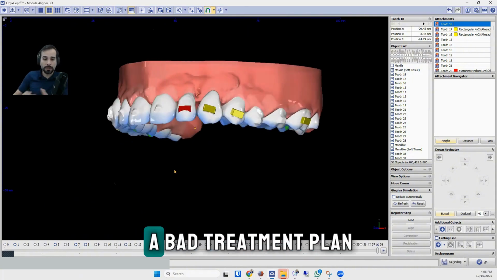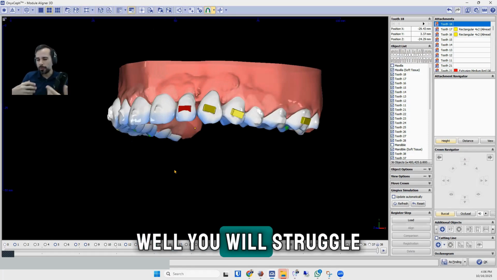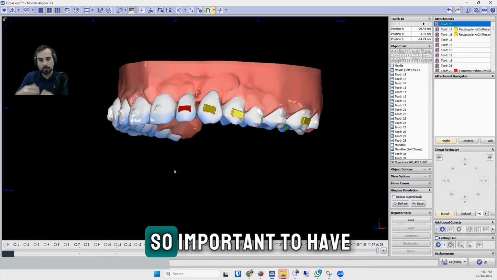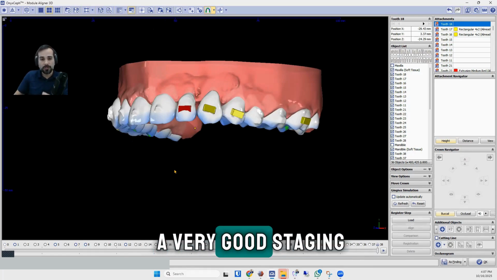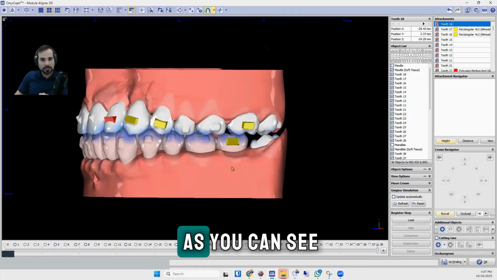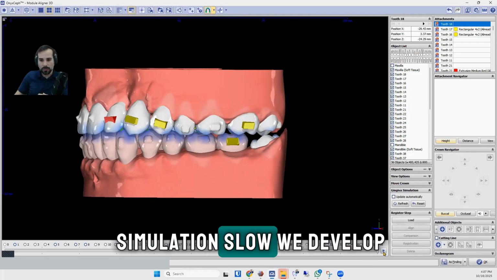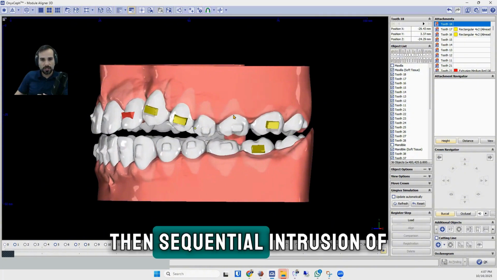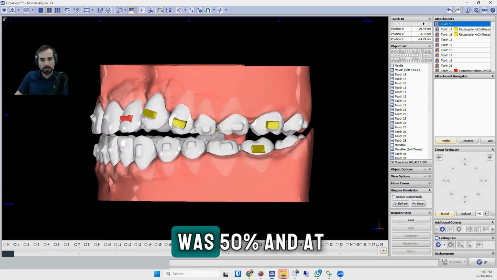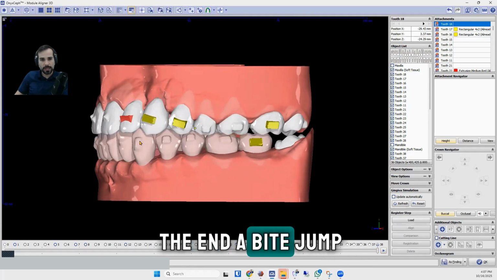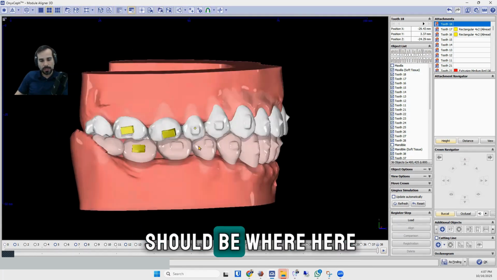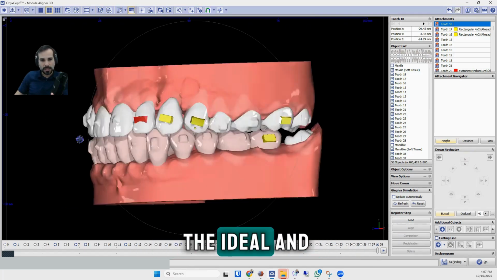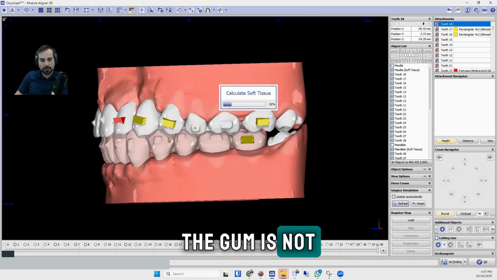Of course, if you already made a bad treatment plan at the beginning, well, you will struggle. You will struggle to do a short refinement. This is why it's so important to have a very good staging. So at the end, as you can see, let me play the simulation slowly. We develop the arch, then sequential intrusion of the posterior segment, in this case it was 50%, and at the end, a bite jump. Some elastics, of course, should be used here, probably, I think class 3 elastics would be ideal. And well, the gum is not refreshed.